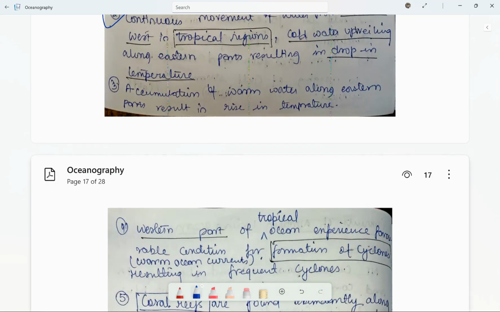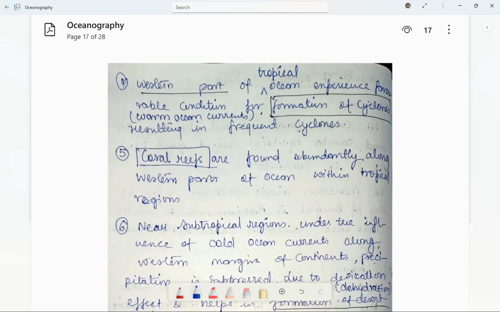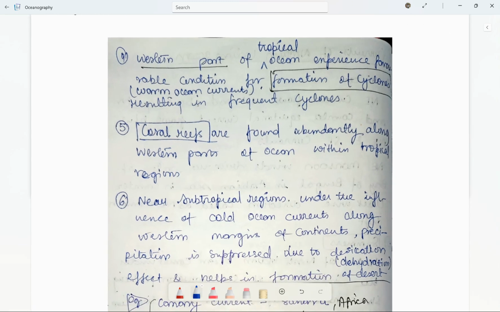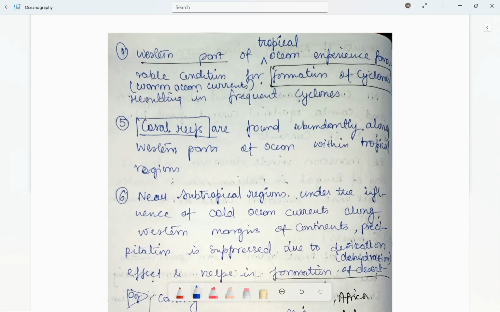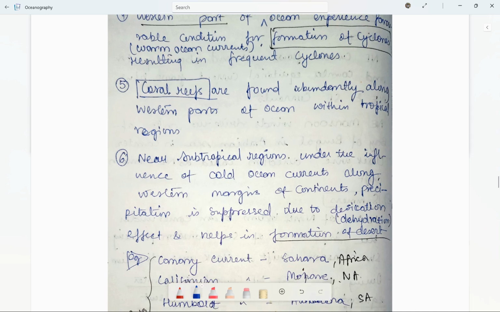If there is accumulation of warm water along the eastern coasts, it will lead to a rise in the temperature. The western parts of the tropical ocean experience favorable conditions, that is warm ocean currents, which lead to the formation of cyclones, resulting in frequent cyclones. Coral reefs are found abundantly along the western parts of the oceans within the tropical regions.